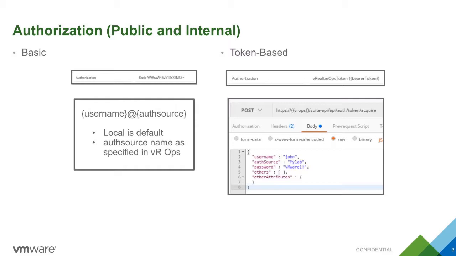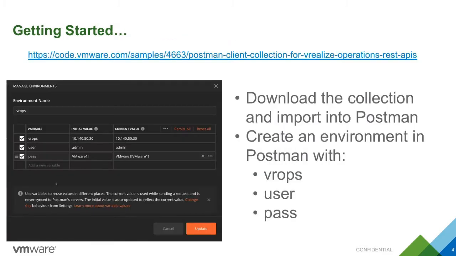So get comfortable with using this as you're building code, and I actually have examples of using this, and that's how my Postman collection works. So I've got this available, and this long string here goes out to the sample exchange on Code VMware, and you can either do that, or you can search for vRealize operations REST or Postman vRealize operations, my name, whatever will get you to that link.